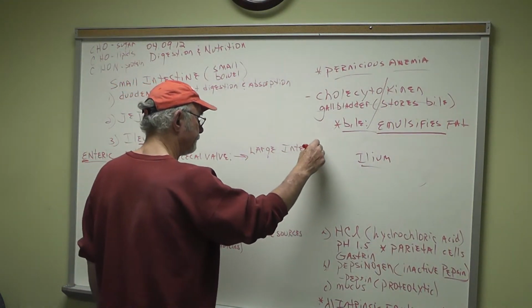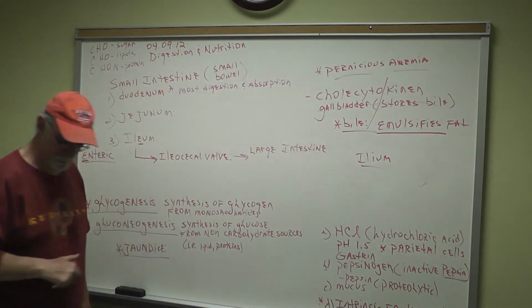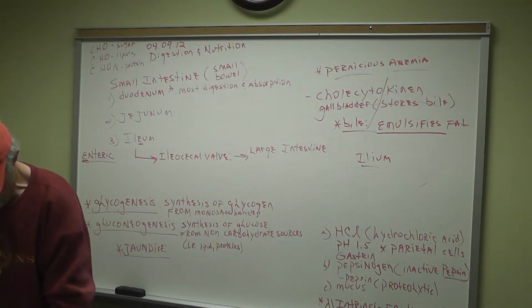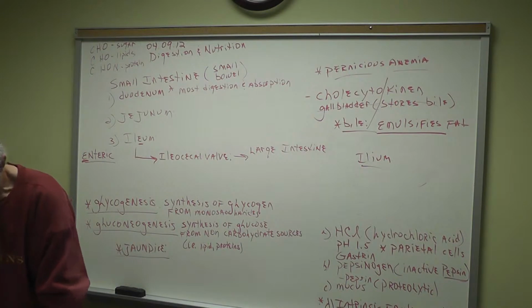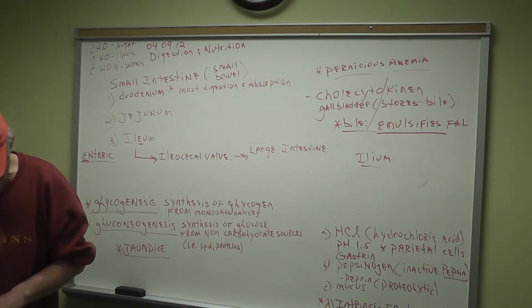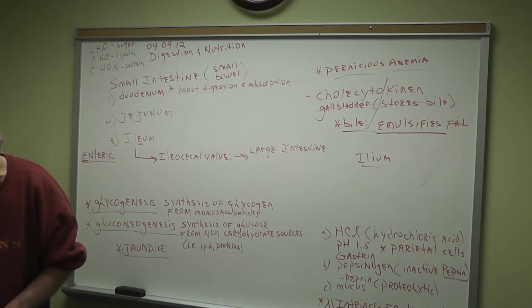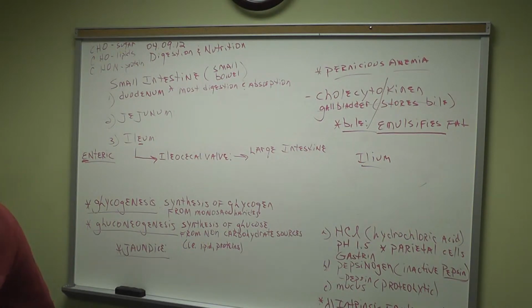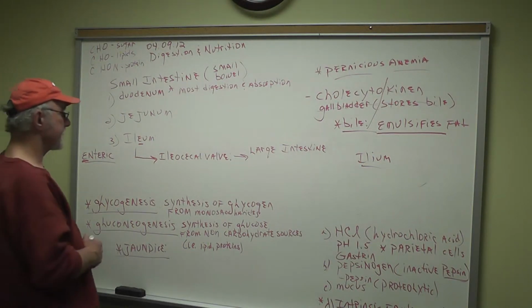And if you look, there is a structure right there just below the ileocecal valve. Let's see, that would be figure 15.27 on page 435. And that structure is called the appendix.